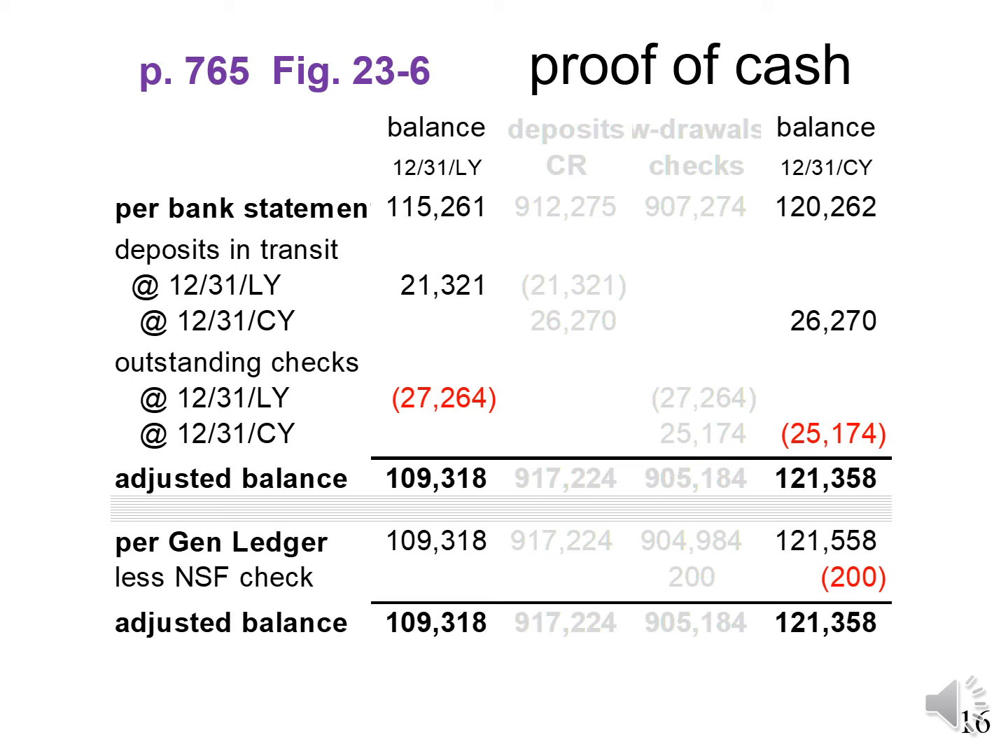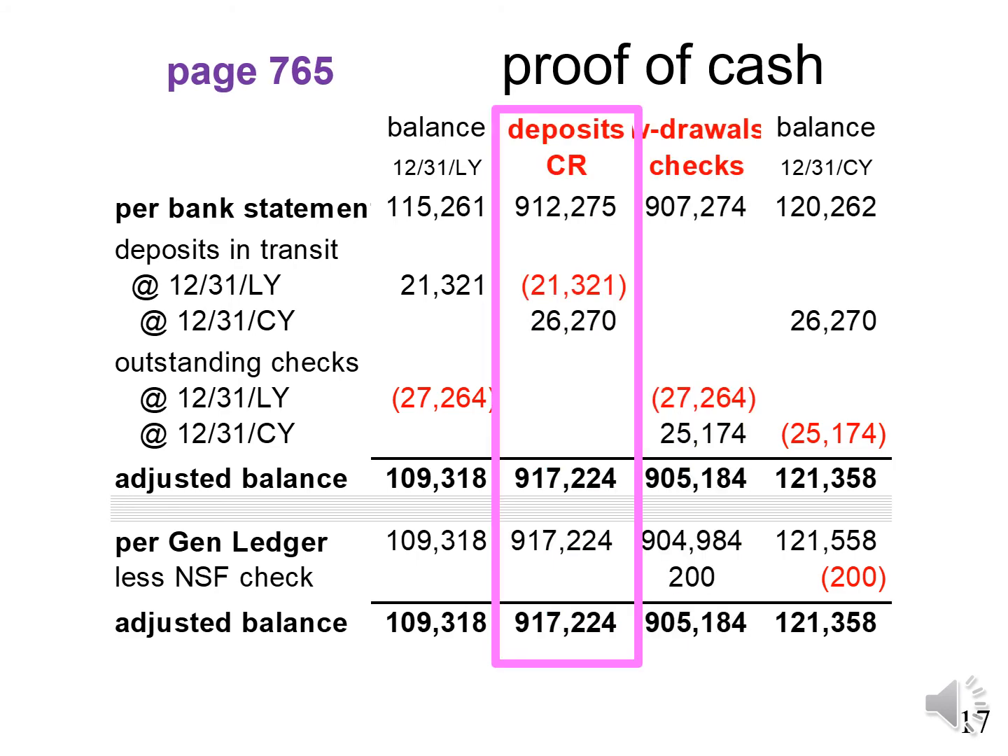So we'll go down toward the bottom. Last year, the general ledger said we had $109,000. We had cash receipts of $917,000. We wrote checks of $904,000, and the ending balance for the general ledger is $121,000. So I'm going to reconcile those just like we did on the previous slide.